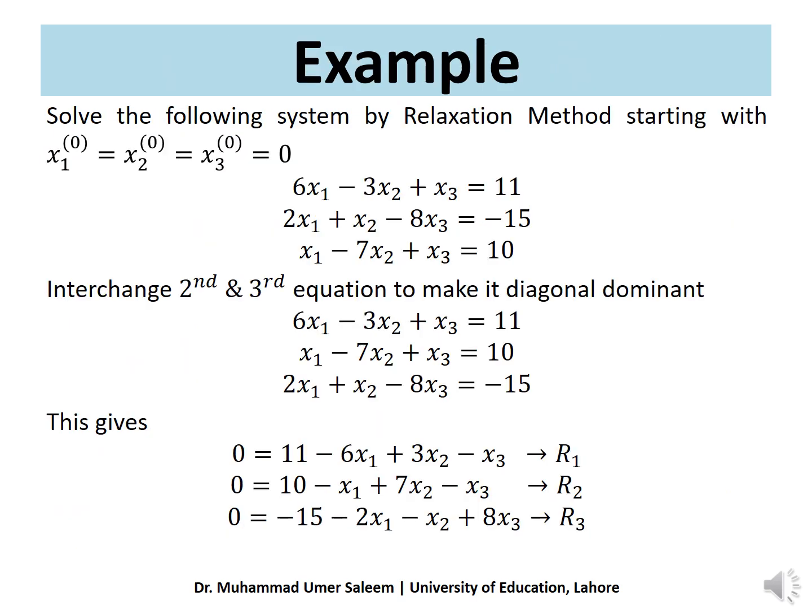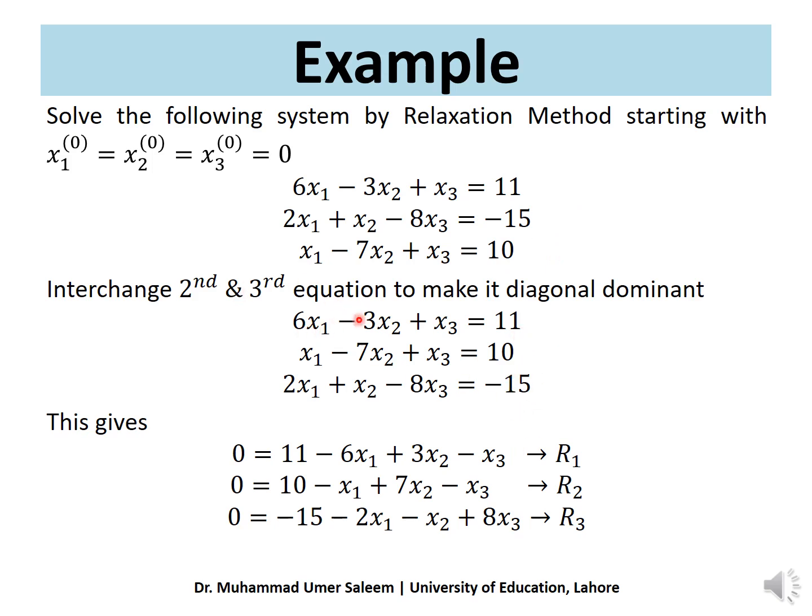To explain this method, let's solve an example so that you can have a better idea of this method. Solve the following system by the relaxation method, and we are starting with x1, x2, x3 initial values as 0. So this is the given system. This is not diagonally dominant, but if we interchange equation 2 and 3, we can make this system diagonally dominant. So this system is now diagonally dominant.